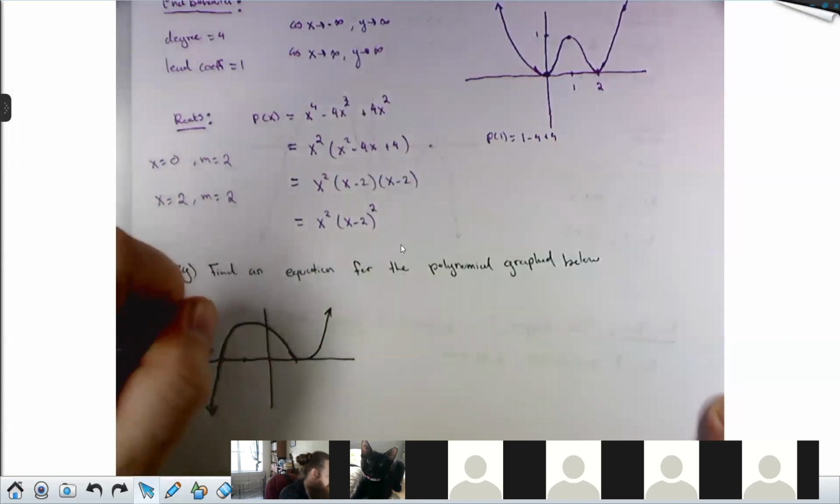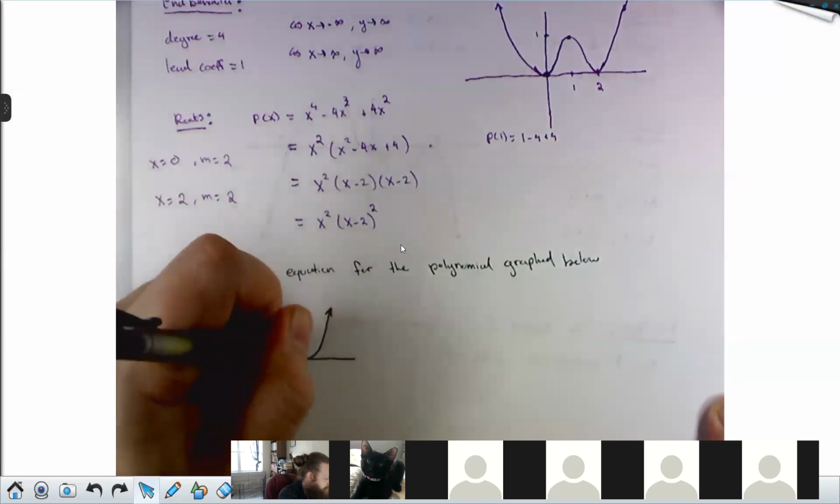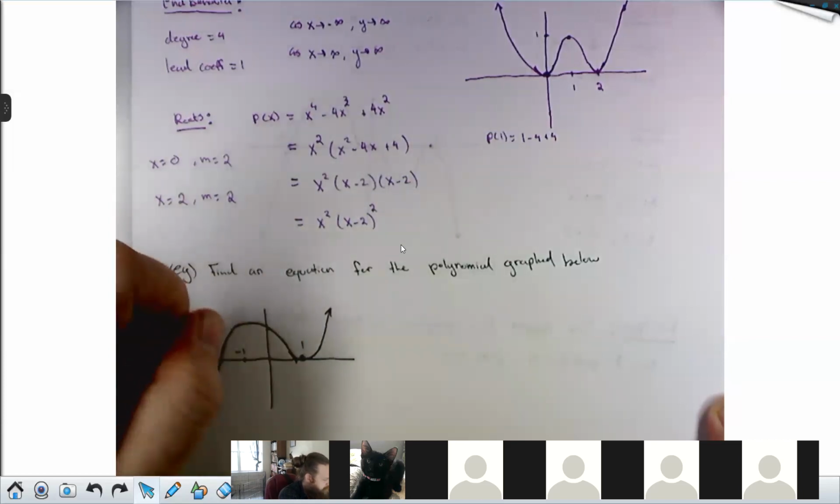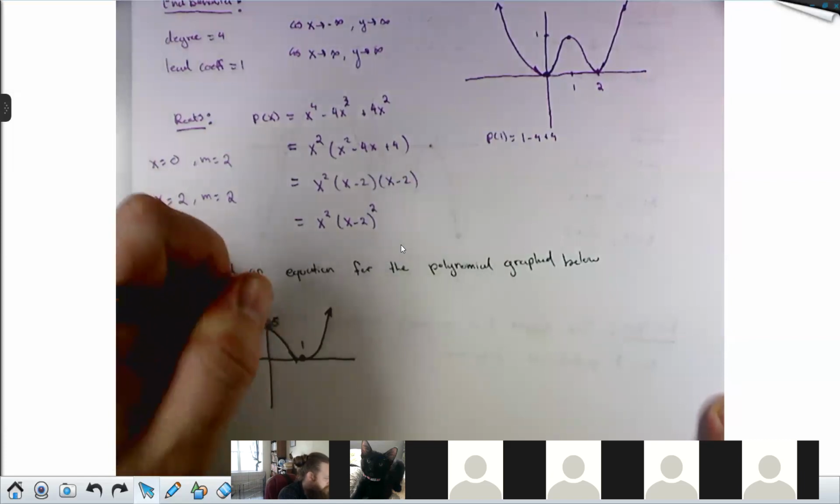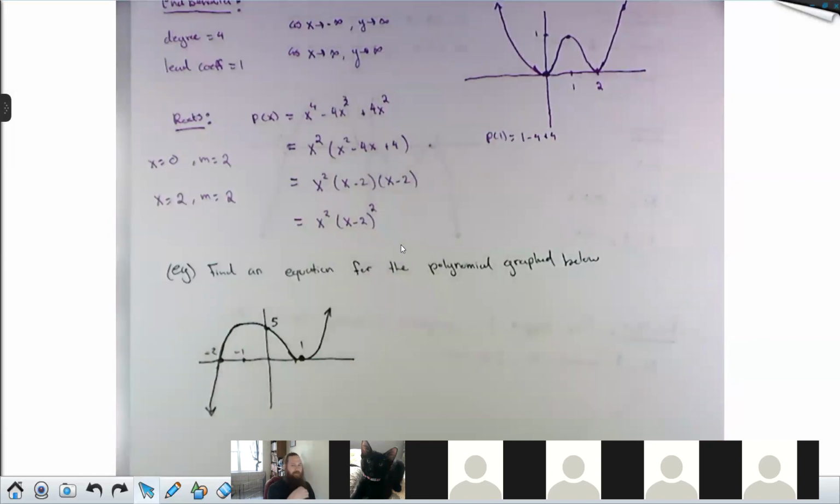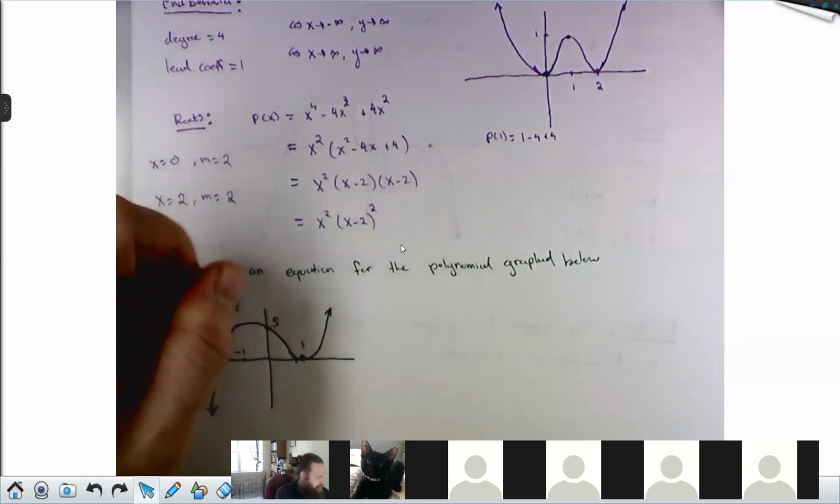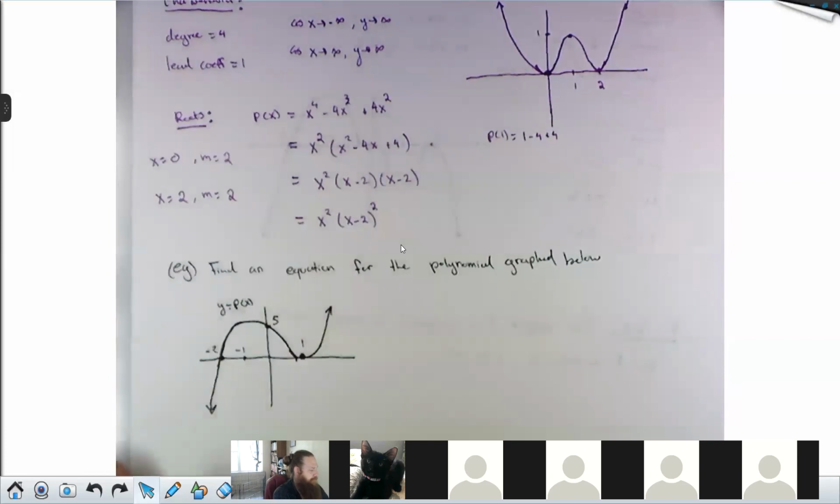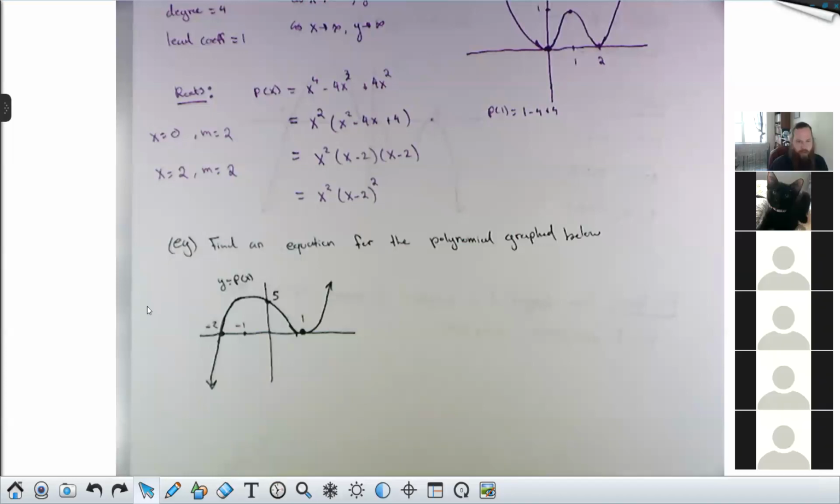So I claim that this is the graph of some polynomial. Let's say that this y-intercept up here is like 5. Graph y equals p of x. Just looking at the graph, what can we say about the thing? What can you tell me about, for example, the degree of this polynomial, just looking at the graph?